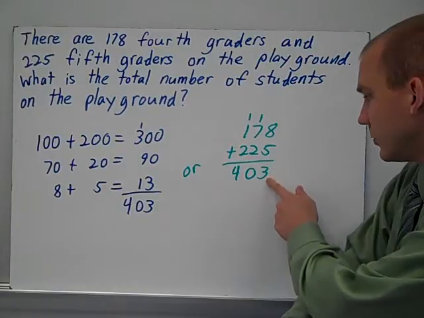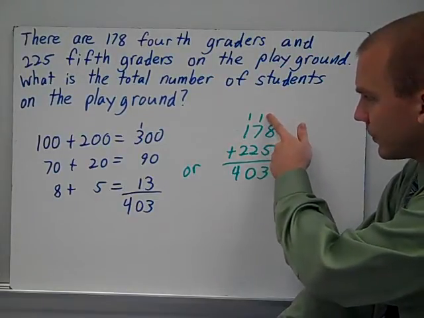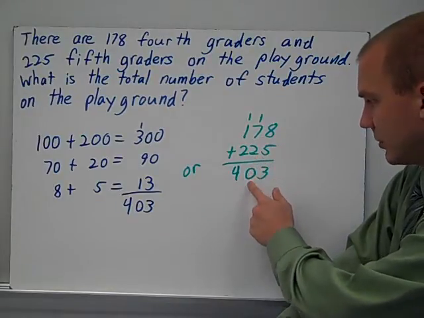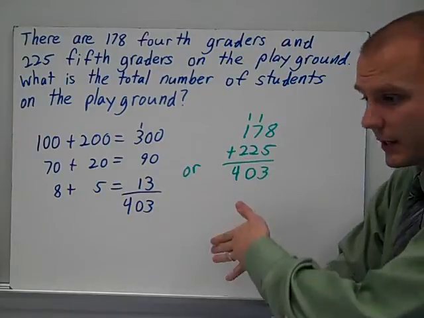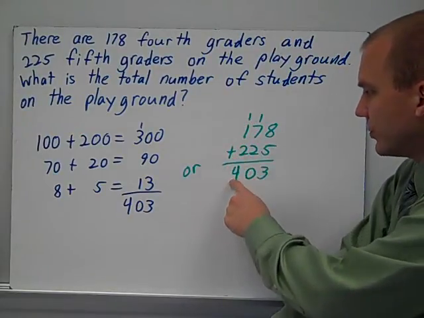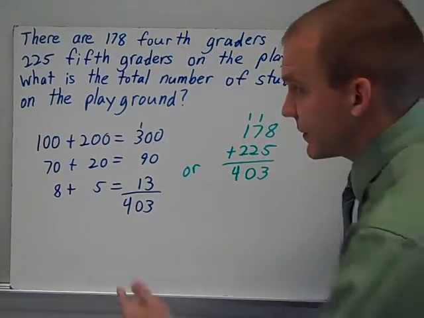Or I could do the standard algorithm again. 8 plus 5 equals 13. I put a 3, and I have to regroup that 1 into the tens place. 1 plus 7 is 8. 8 plus 2 is 10. Put a 0 down here for the ones and the 10. And then regroup that 1. 1 plus 1 is 2. 2 plus 2 is 4. 403. Both ways get the same sum.